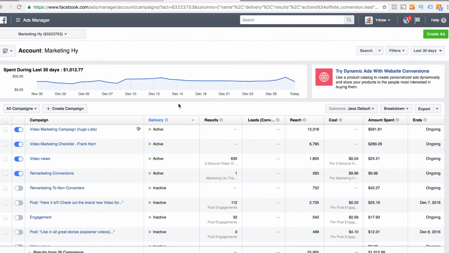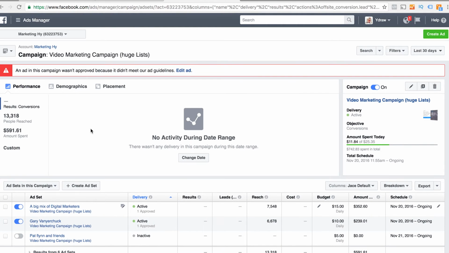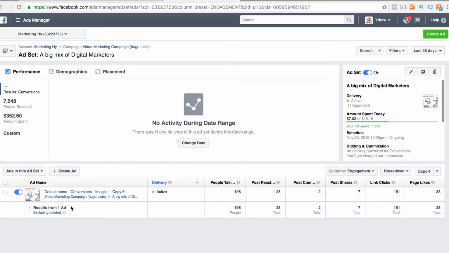Okay guys, let's dive into our ads manager here and go see the different metrics that we look at to determine if our ads are performing well. So I'm going to click into this campaign here, and I'm going to click into this ad set.